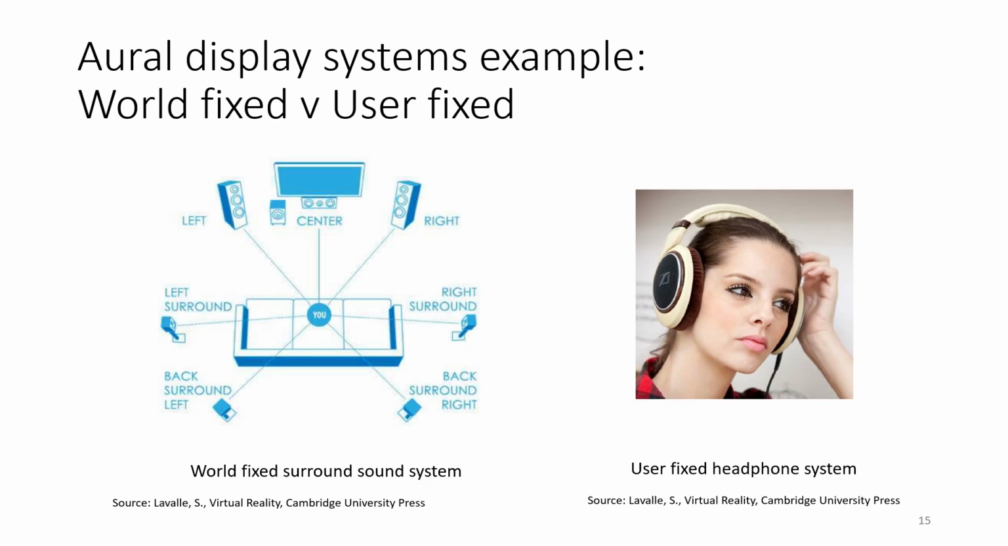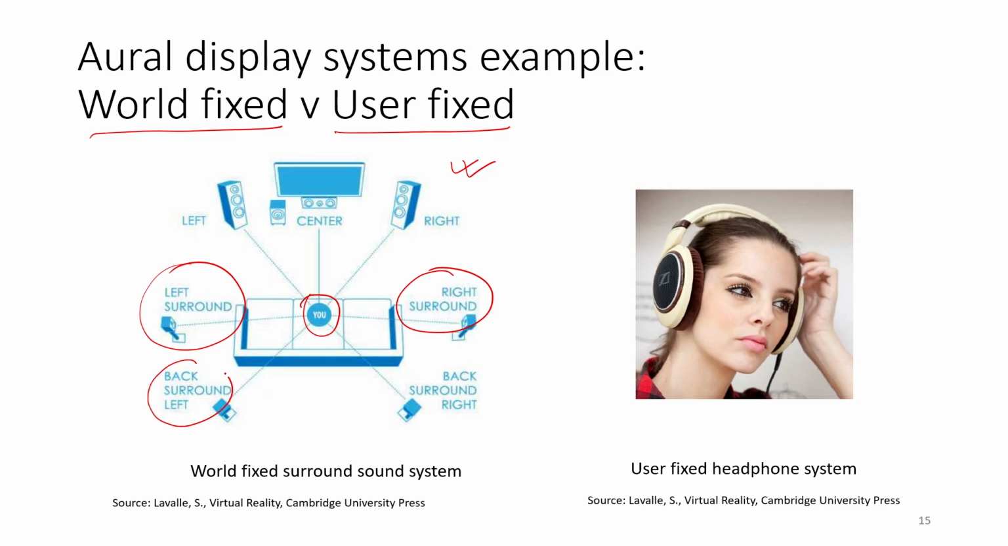There are different types of aural display systems. They are typically classified into world fixed and user fixed. In a world fixed sound system, you can see a depiction here on the left. You are seated in the center and the sound sources are around you. So, there is a left surround and a right surround, a back surround left, a back surround right, and there are two on the left and right to your front as well. There might be one to your center as well. So, this is a world fixed surround sound system where the speakers are fixed in the world.